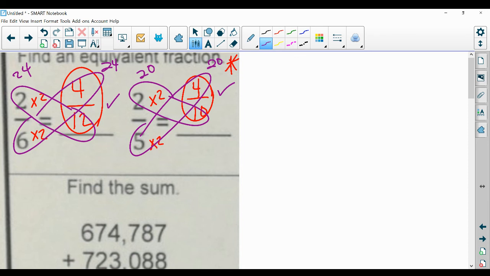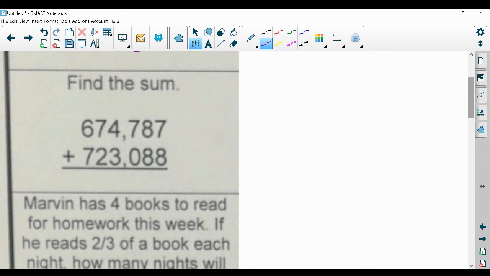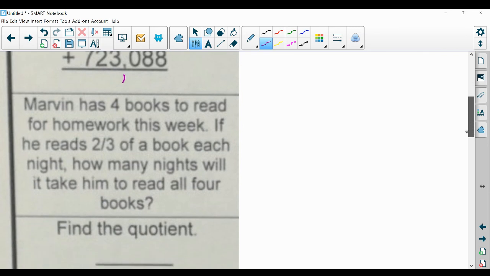The next problem we have, sorry, it looks a little bit blurry, but it should be clear on your paper, is find the sum. I'm not going to go over this problem because you should be able to find the sum here. You know how to add, you know how to carry, things like that. You just need to remember to drop that comma down in the appropriate spot, and then you should be able to do this one on your own. So I'm going to let you do that one on your own.